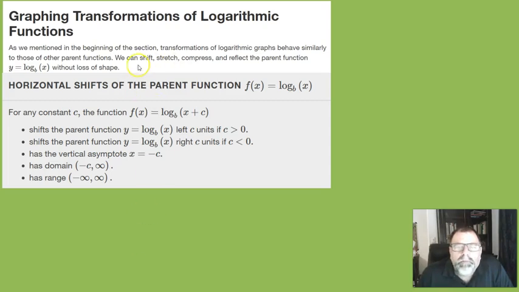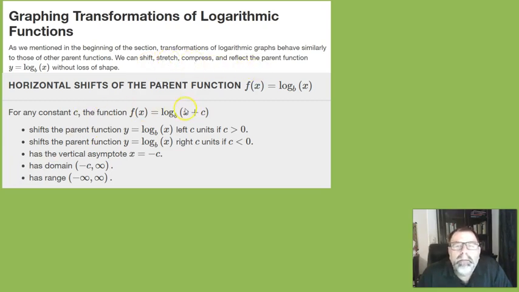Okay, graphing transformations of logarithmic functions. As we mentioned in the beginning of the section, transformations of logarithmic graphs behave similarly to those of other parent functions. So we can shift them, stretch them, compress them, and reflect them, and the parent function y equals log base b of x keeps its shape. So we're going to have the classic log function shape.